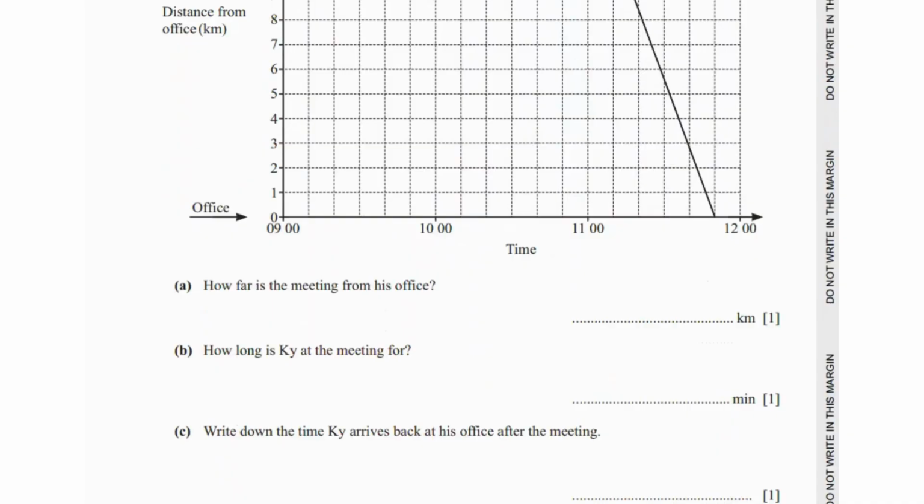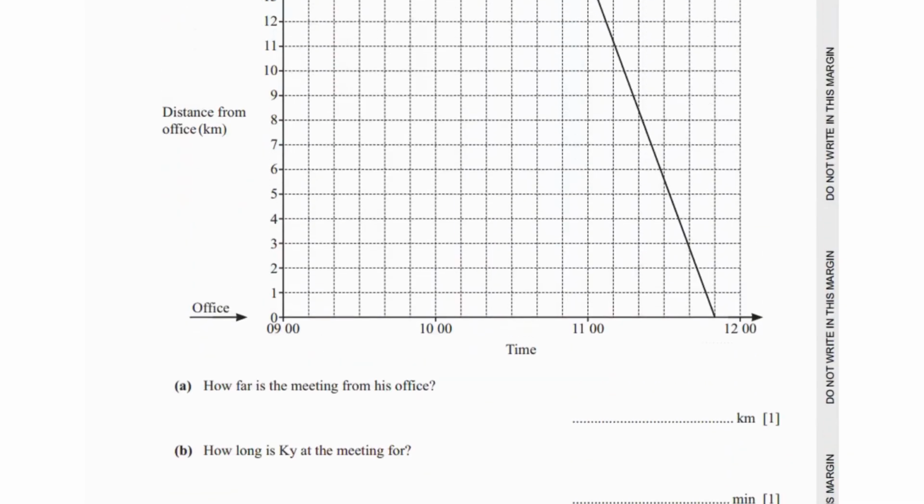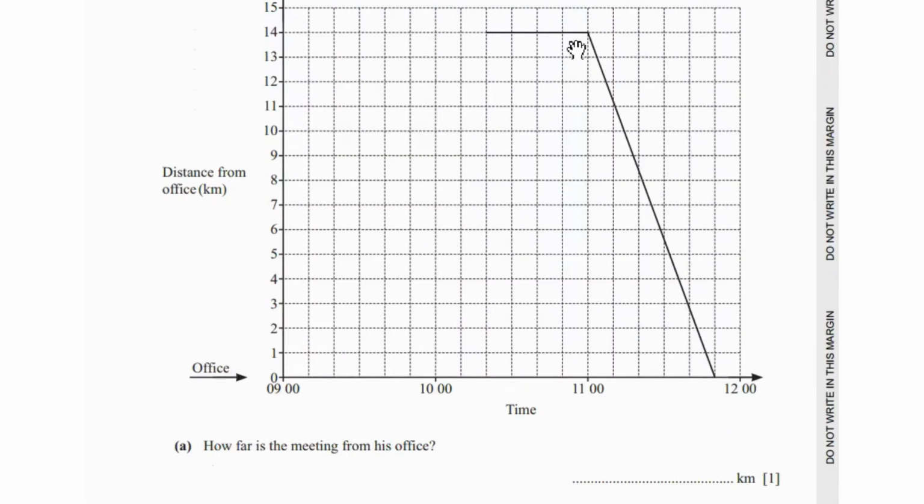Then it says, how long is Kai at the meeting for? Based on the graph, he reaches the meeting at 11, and till this time, the meeting is going on. So we have 1, 2, 3, 4, 5, 6 boxes between 9 and 10. So that's 60 minutes from 9 to 10. So there's 6 boxes. That means each small box would be 10 minutes. The meeting is for 40 minutes.